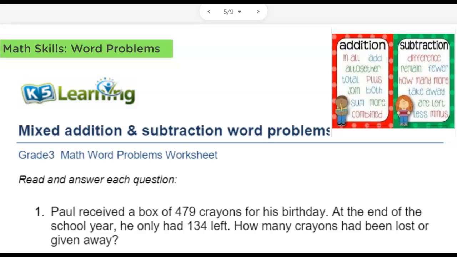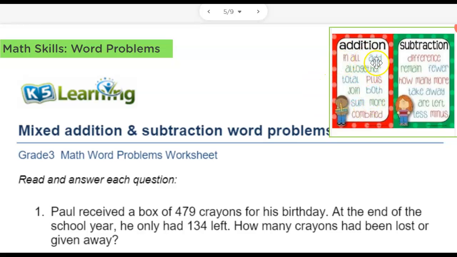Hello, third grade, and welcome to the first part of our math skill for today. There will be two parts. We'll practice addition and subtraction in the second part. In this part, we're going to be working on word problems and deciding if it is an addition or a subtraction word problem. This afternoon, we will be taking our addition and subtraction word problem Edulastic quiz.